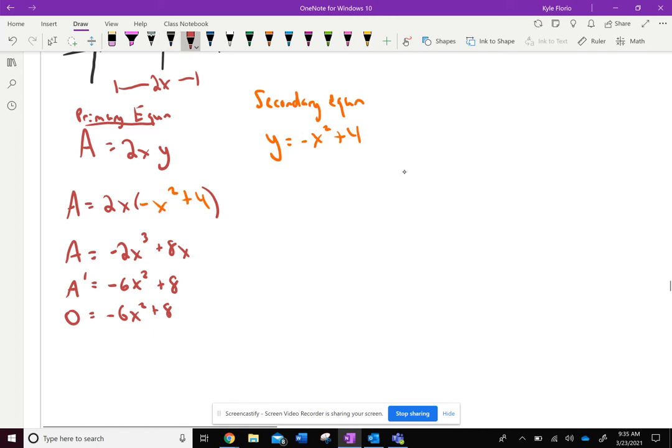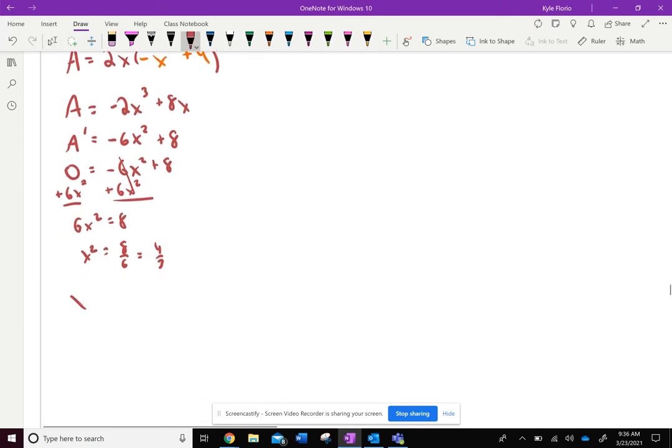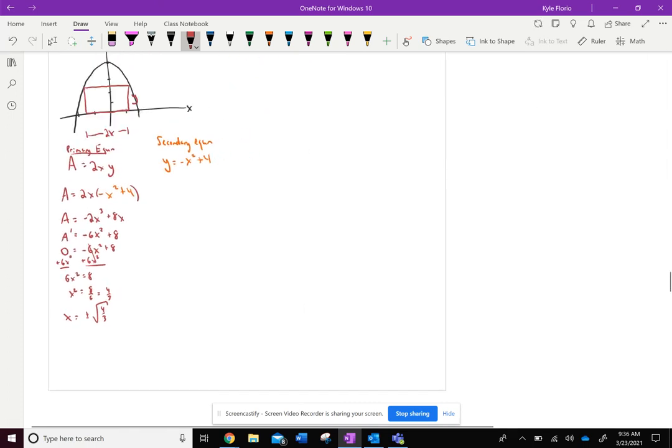Okay. I'm going to add the 6x squared to both sides. So 6x squared equals 8. Divide both sides by 6. I got x squared equals 8 over 6, which is the same thing as 4 over 3. So x is going to be plus or minus the square root of 4 over 3. And we can look at negative x values here because we're on the plane, and I'm just looking for a location. The actual value of 2 times x when we get it is going to be a positive number.